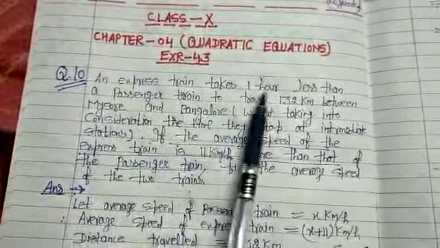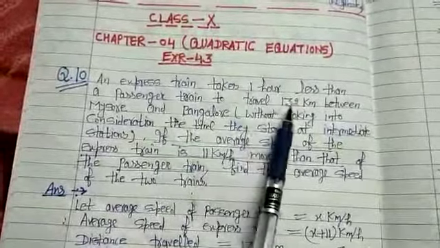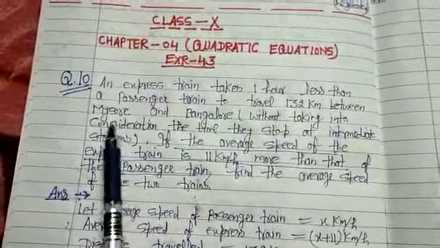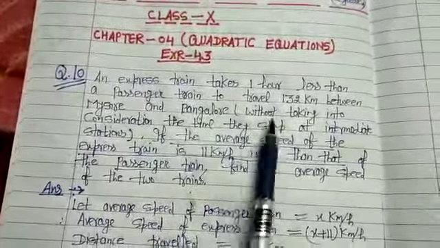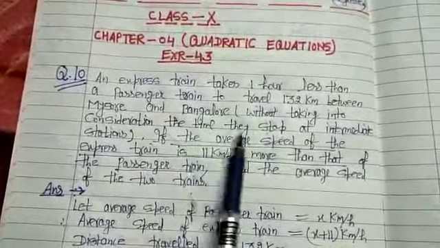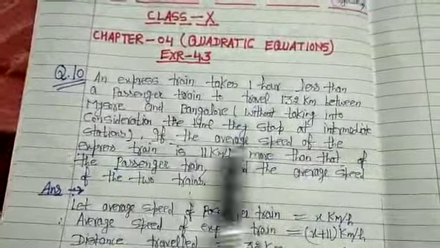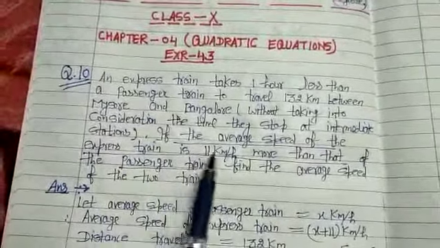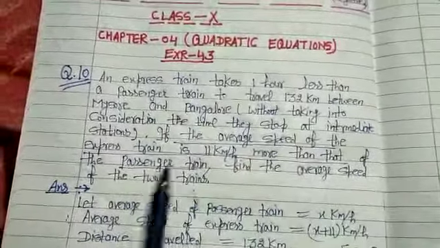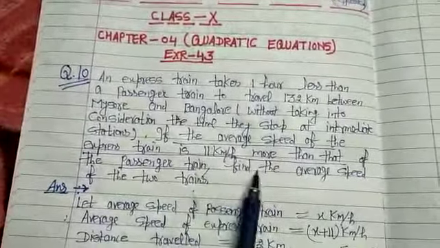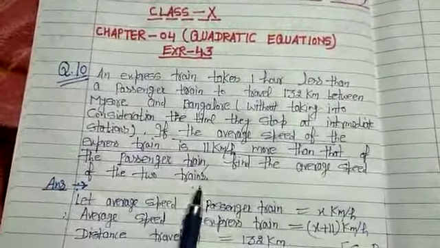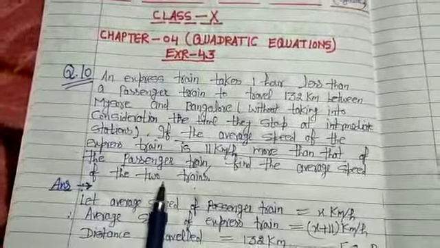An express train takes 1 hour less than the passenger train to travel 132 kilometer distance between Mysore and Bangalore, without taking into consideration the time they stop at intermediate stations. If the average speed of the express train is 11 km per hour more than the passenger train, find the average speed of the two trains. We have to find the average speed of both the trains.